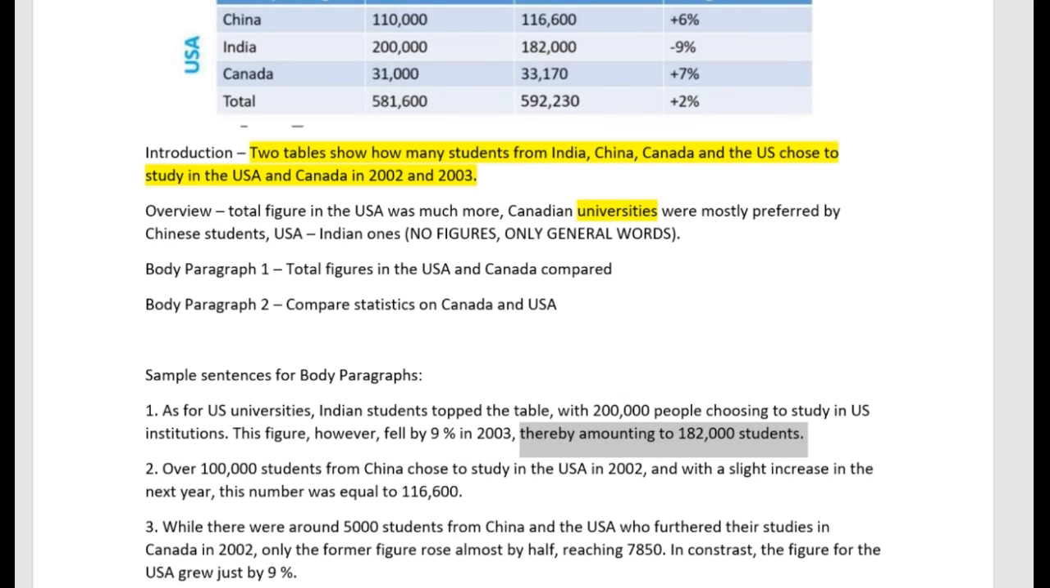By the way, pay attention to this phrase. It is the result clause. It's a very great clause. And pay attention to this one: it topped the table with someone doing something. Also a great structure for you to use.